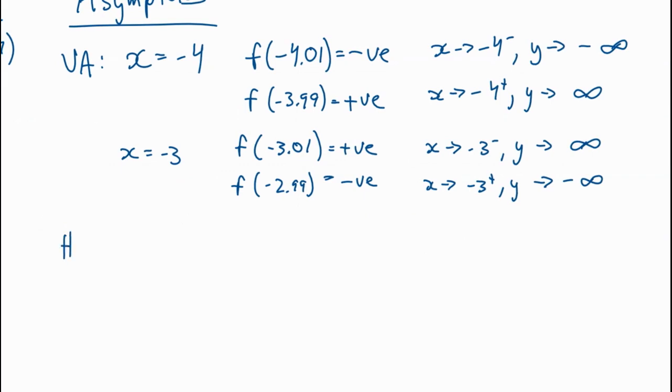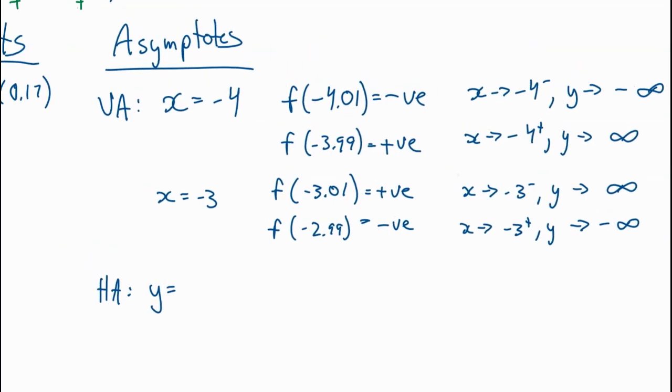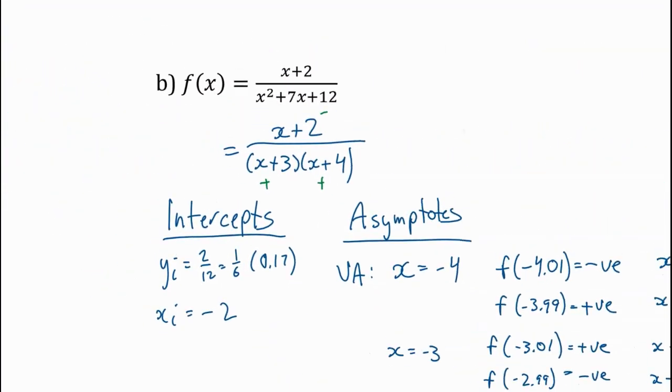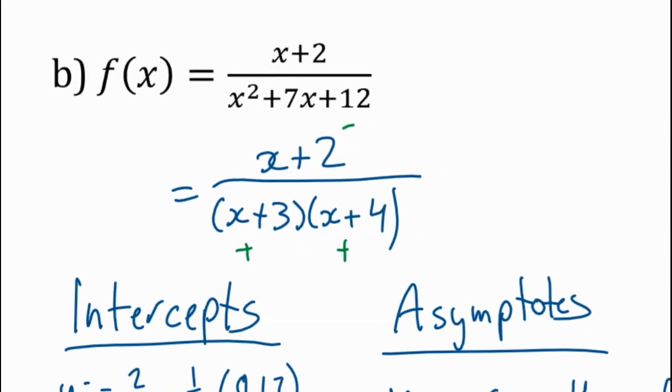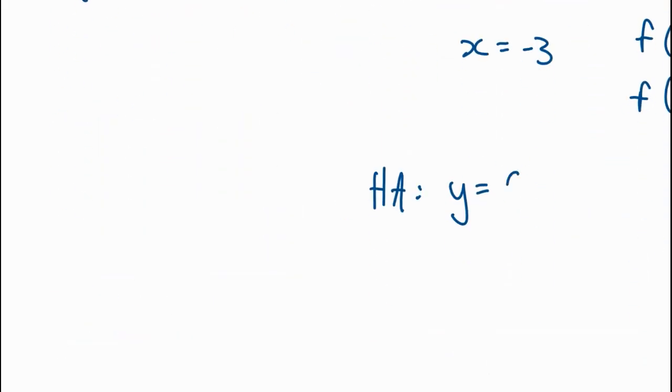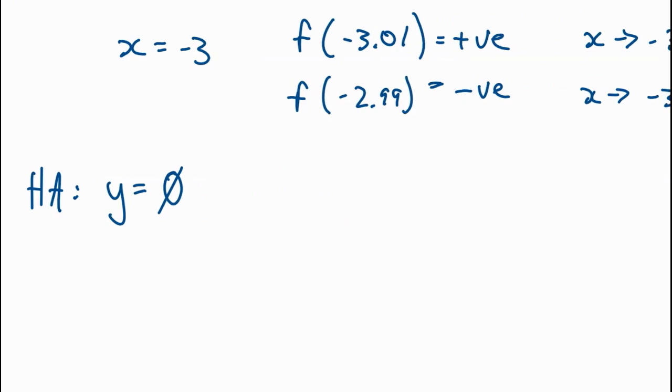Finally, horizontal asymptote. Which is what? Zero. Y equals 0. Why? Because the top is degree 1, bottom is degree 2. So it's like 0 over 1. When the degree on top is less than the degree on bottom, it's always y equals 0. Very good.